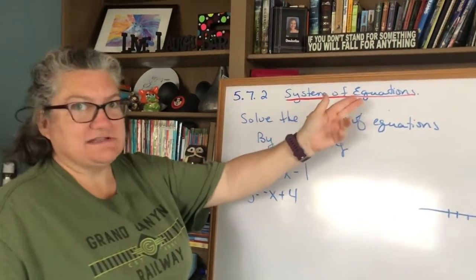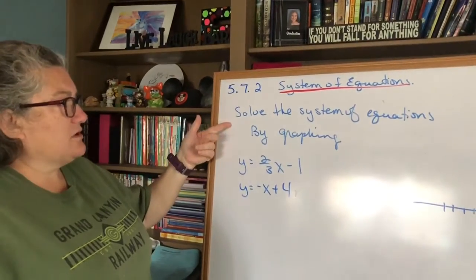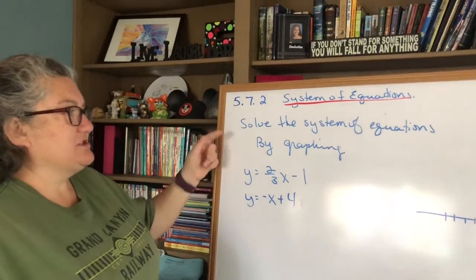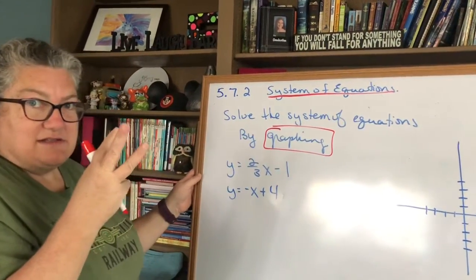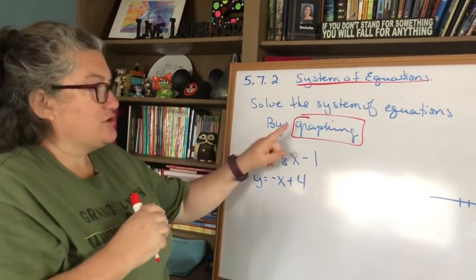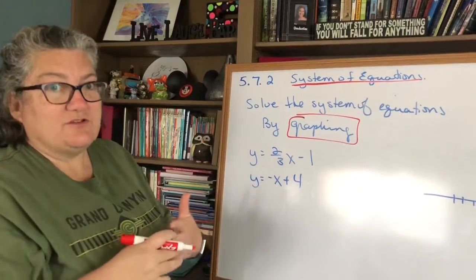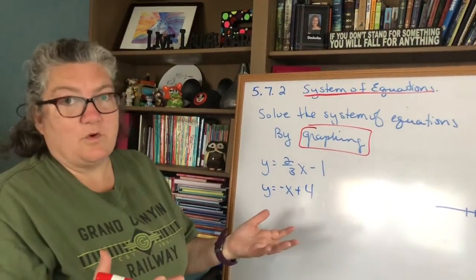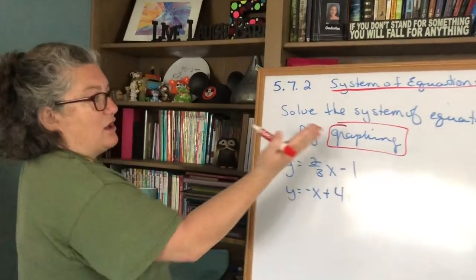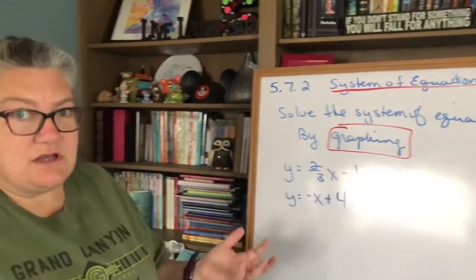We're still talking about system of equations, and this time we're going to talk about how to solve the system of equations by graphing. There's three ways that we can solve a system of equations. The first one is graphing, and if I say that we have to solve it by graphing, that's the only way to get your points on a quiz or test. Now, how do I solve it by graphing?